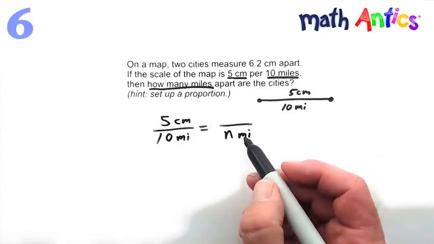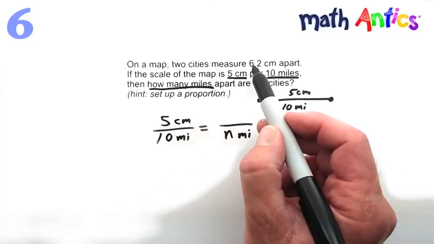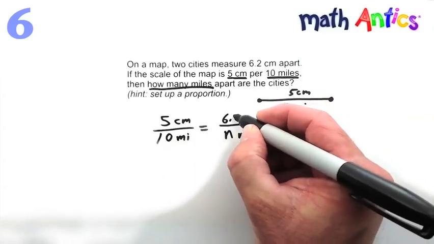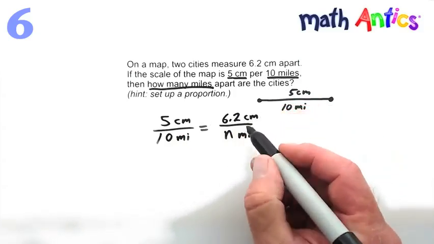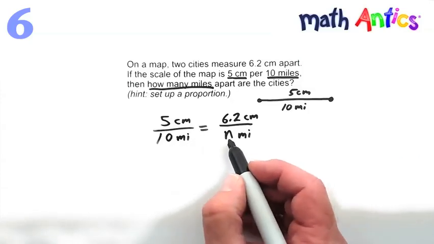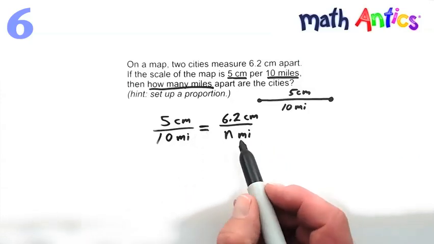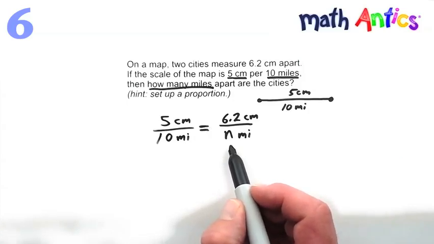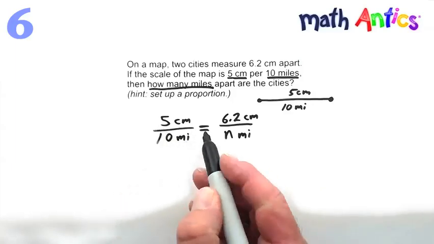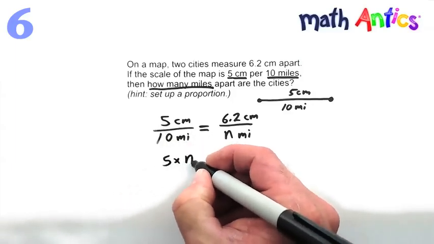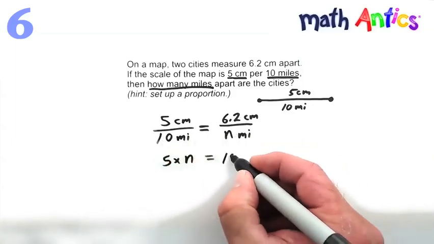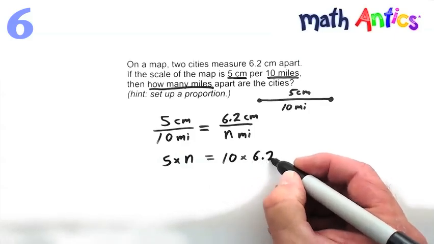That's our unknown. And the cities on the map, it says that they measured 6.2 centimeters apart. So we know the number of centimeters apart that they are on the map. So that's the top number of our second ratio. Okay, we have 2 equal ratios, one with a missing number. That's a proportion here, and we're going to solve for that missing number. We'll do that by cross multiplying. We'll start with these here, 5 and n on the one side. 5 times n over here is going to be equal to 10 times 6.2.